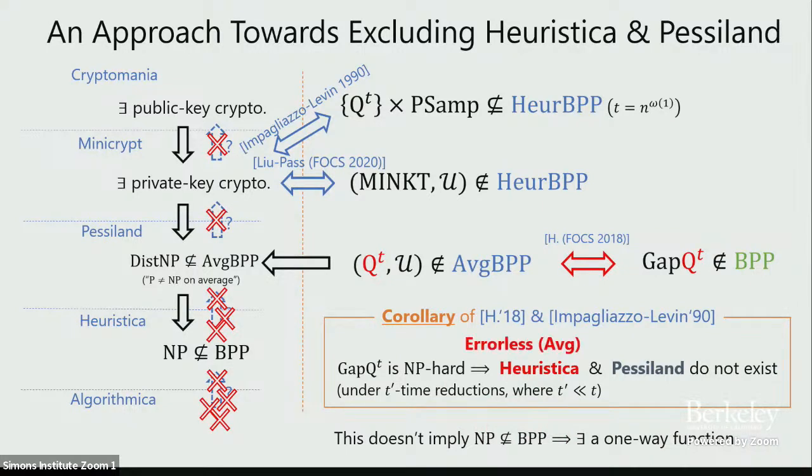The reason is that in the Liu-Pass result, we consider errorless average case complexity, which is denoted by AvgP. And on the other hand, in the case of Impagliazzo-Levin's result, we consider error-prone average case complexity, which is denoted by HeurP. So let me explain the difference between these two notions.